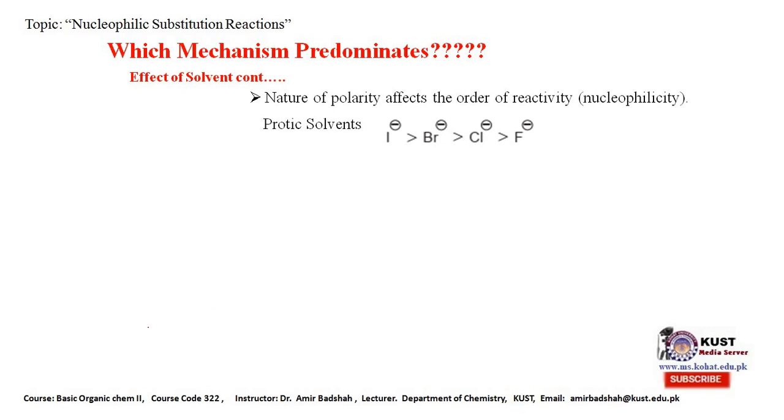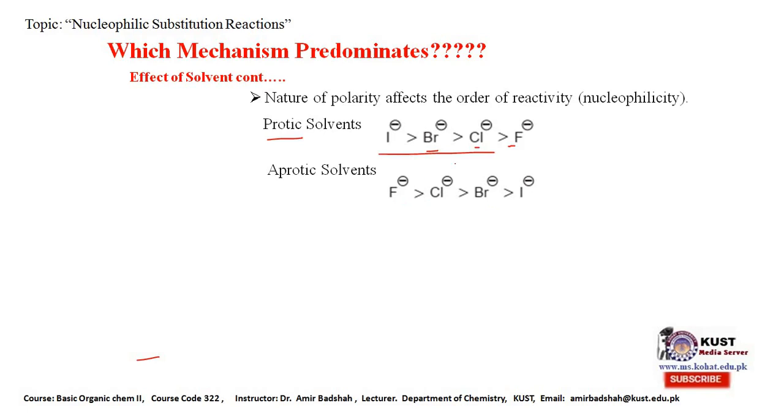If we use a protic solvent, then these species can act as nucleophiles in the nucleophilic substitution reaction. In a protic solvent, the nucleophilic nature of these species is such that iodide ion is more nucleophilic than bromide, bromide is more nucleophilic than chloride, and chloride is more nucleophilic than fluoride. But if we use an aprotic solvent, then the reverse of nucleophilicity takes place. Here the fluoride ion is more nucleophilic than chloride, and chloride is more than bromide, and so on.